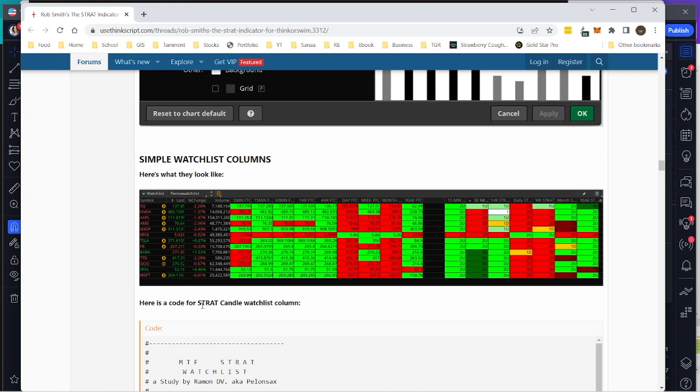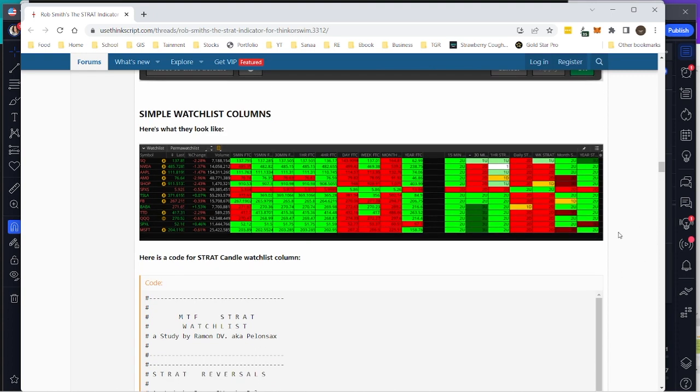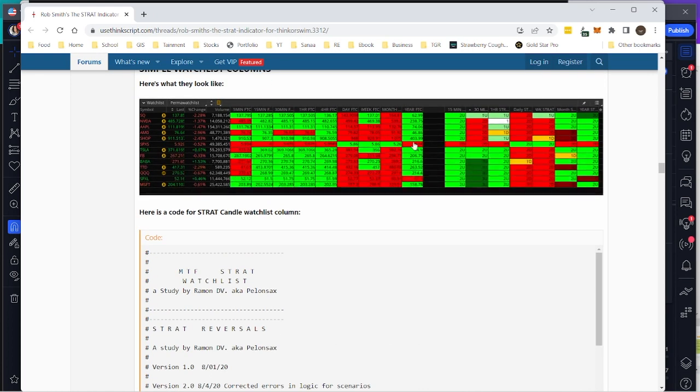He has a code that will give you columns for your watch list that you can do 5, 15, 30-minute, day, whatever, and it'll let you know the time frame continuity or the strat signal. So you can put these in your watch list columns and see what it's doing in strat terms. And then combine this with IDR and that IDR script, then shoot, this is a great tool.